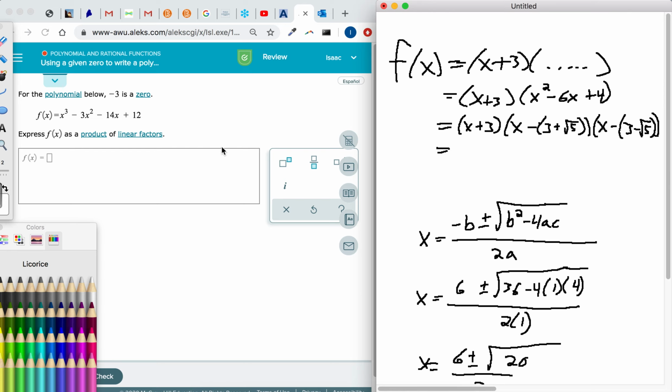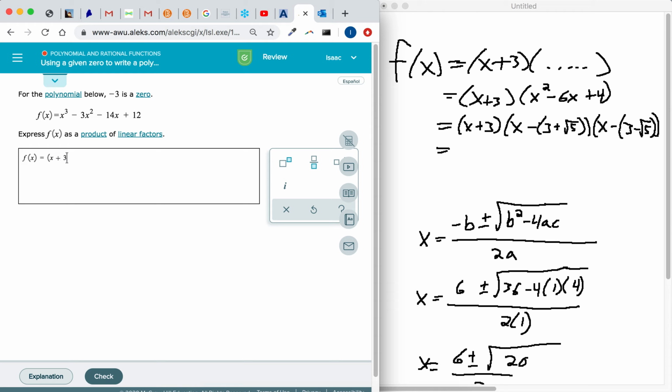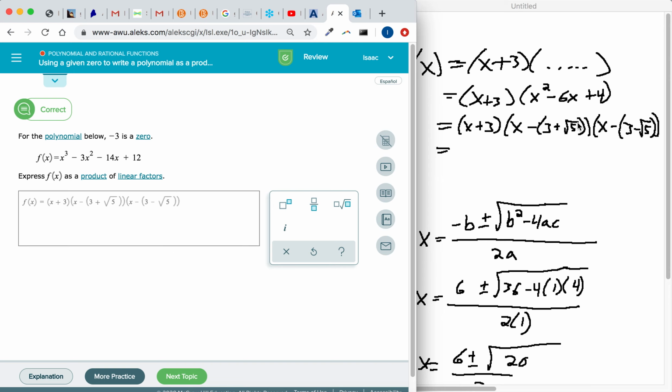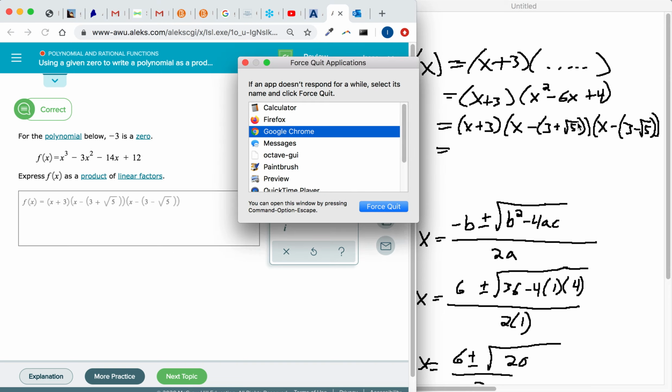I think Alex would accept this. If it doesn't, you'll just want to distribute the negative sign, but I'll type it in here. Where's my square root button, Alex? There it is. Square root of 5, and then let's see if it does it. X minus, oh, no, too many parentheses. Okay, that's the second parentheses, and the third one I wrote, x minus 3 minus square root of 5. Okay, it likes it. So you could simplify, but it's okay with that answer.